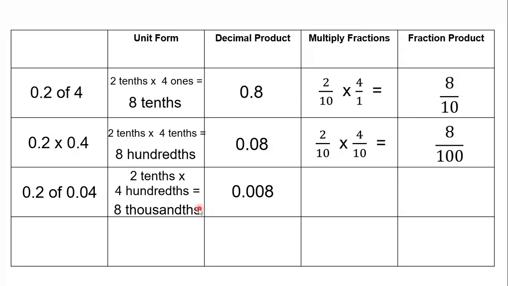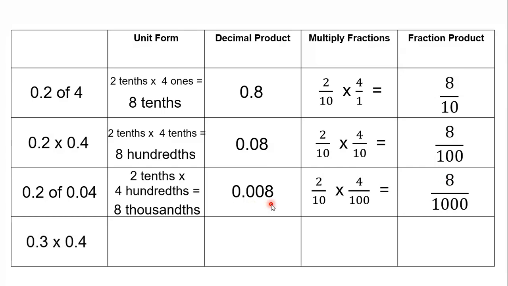We can also rewrite both of these decimals as fractions. 0 and 2/10 can be rewritten as 2 over 10, and 4/100 can be rewritten as 4 over 100. Then we just multiply across. 2 times 4 is 8, 10 times 100 is 1,000. So 8 thousandths is the same as 0 and 8 thousandths.